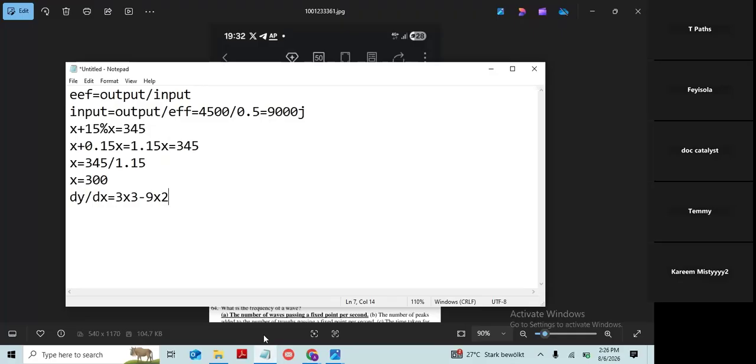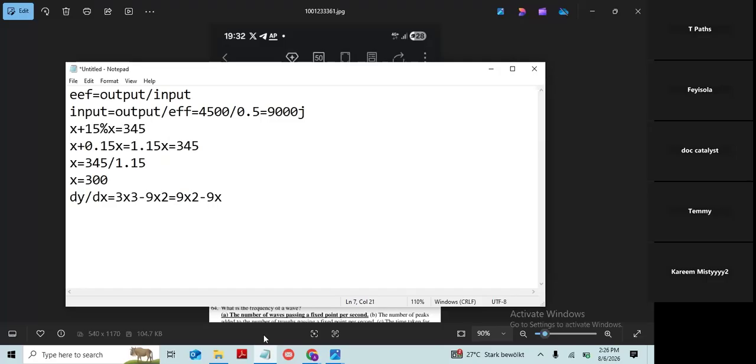Now, how do we do this? If we're going to differentiate it, we are going to use the general formula of differentiation, which I assume all of you know, which is dy/dx equals anx raised to power n minus 1. That's a shortcut somehow. When I differentiate 3x cubed, I'm going to have 9x squared with respect to x. Now, minus. When I differentiate 9x squared, I'm going to have what?